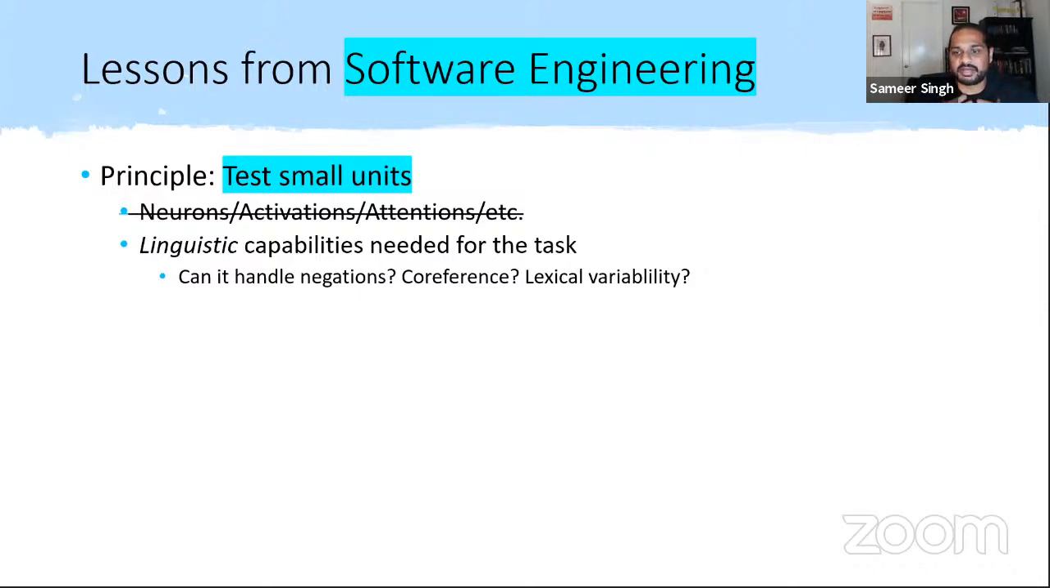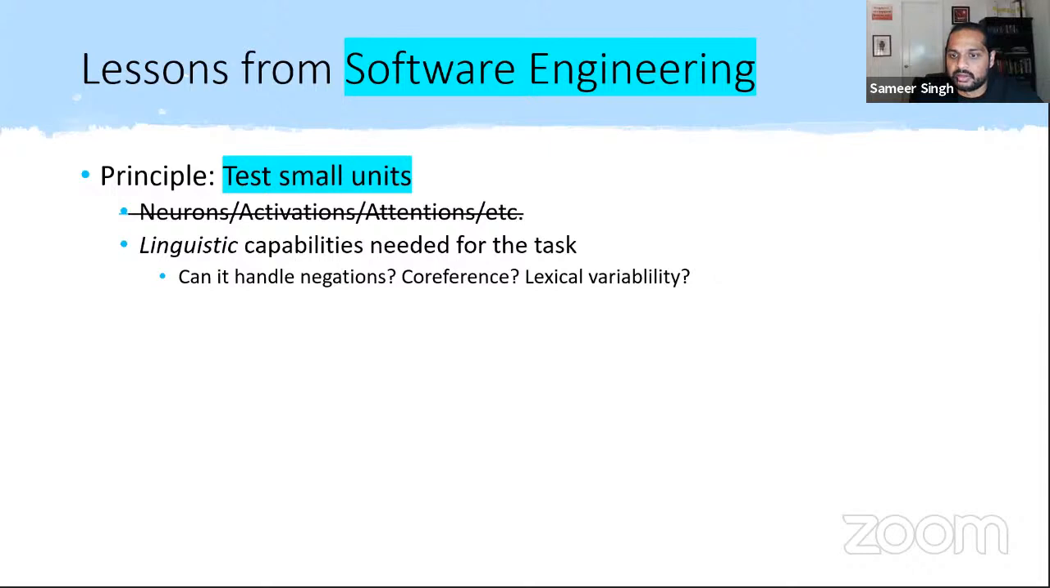These are capabilities that you think the model should have before you can claim that it has solved your task, right? And it could be simple things like, can it handle negations? Can it do coreference? Can it do lexical variability? I'm not saying that you have a negation detection system or a coreference resolution system. I'm saying even if you're doing sentiment analysis, these questions are relevant. And I'll show you some examples of that.